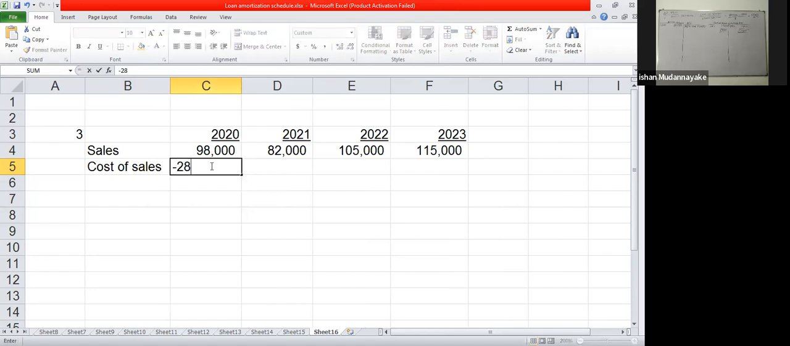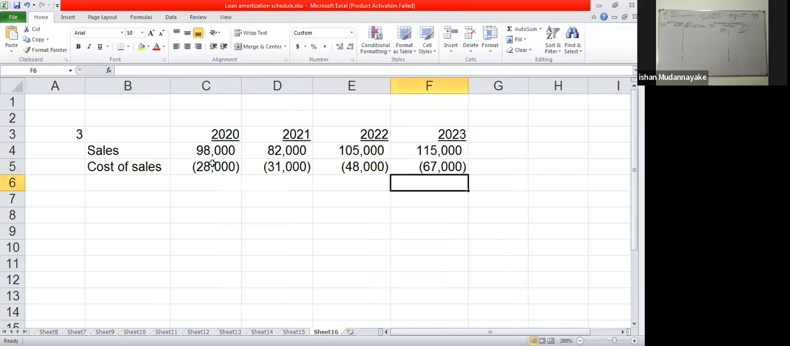Then cost of sales 28,000, 31,000, 48,000, 67,000. Cost of sales. Sales minus cost of sales. Then here you can calculate gross profit.